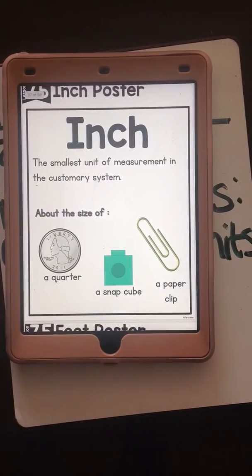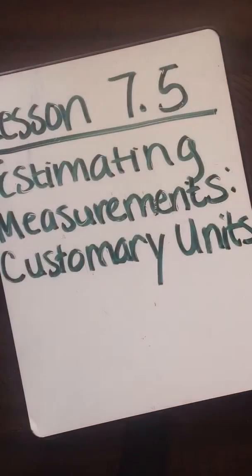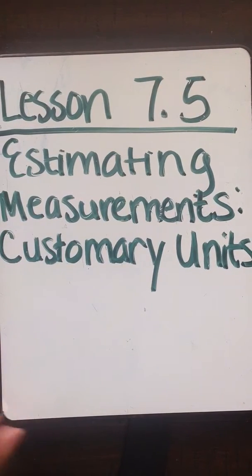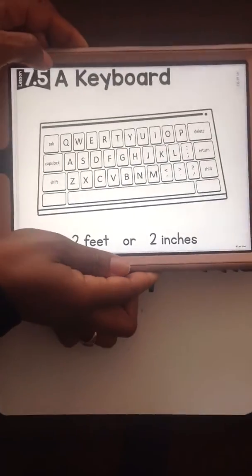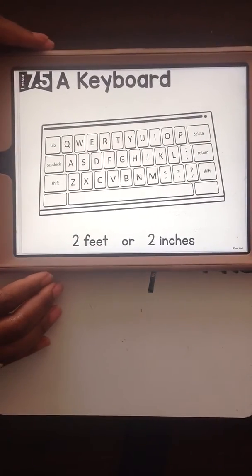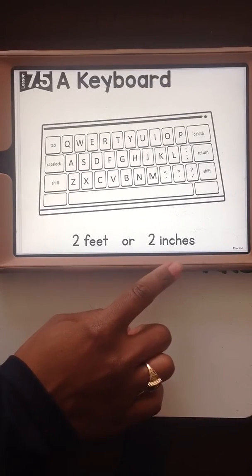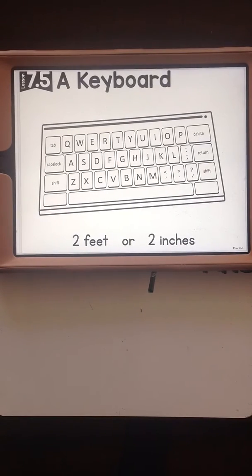All right, now we're going to do some partner practice. I'm going to show you some pictures of different items, and I want you to take your best guess, your educated guess, so you're estimating which answer you think is the best. The first one we have is the keyboard. Your estimate: do you think the keyboard is 2 feet or 2 inches? 2 feet or 2 inches?